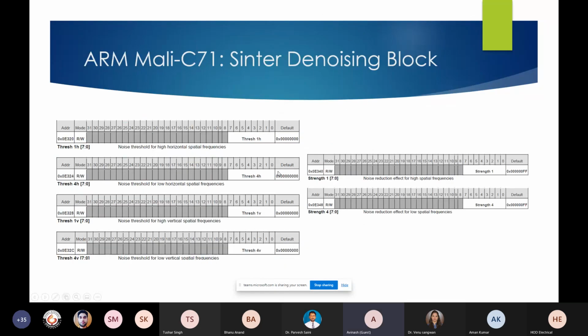Some of the blocks in the ISP itself: one main block is the Sinter denoising block, which contains various filters which have parameters for detecting high frequency and low frequency spatial data in horizontal and vertical directions. And there are some blend parameters, which are these strength 1 and 4 for the high frequency and low frequency data. So it's basically applying multiple filters on the raw image data and blending them together into a single data.